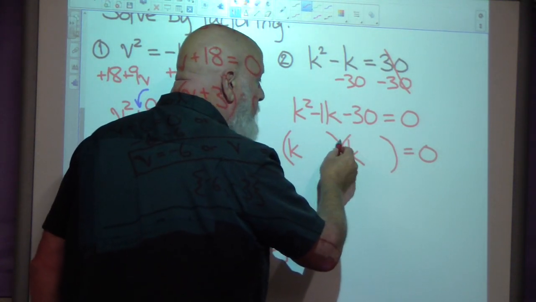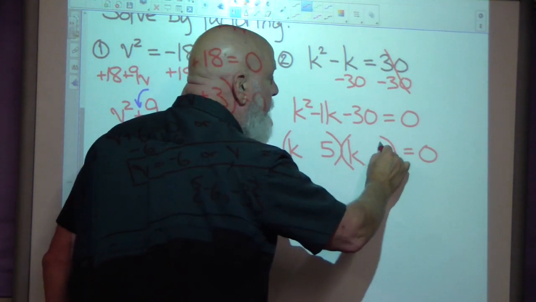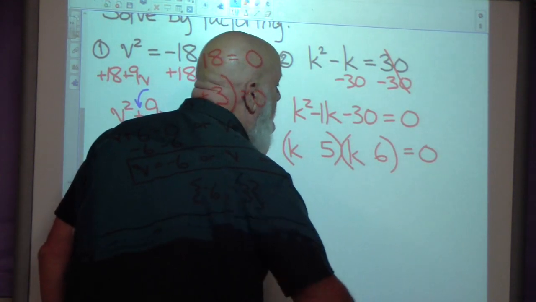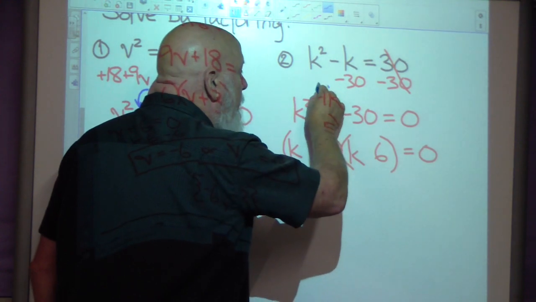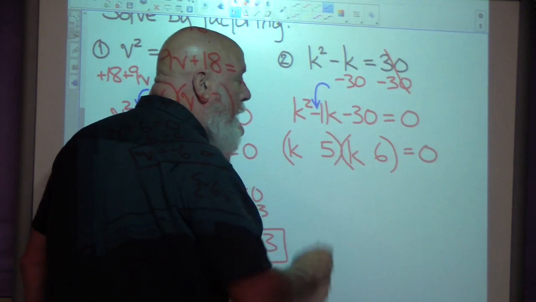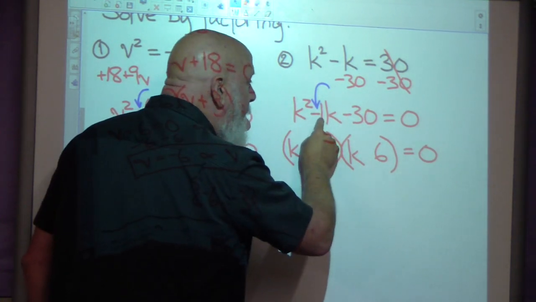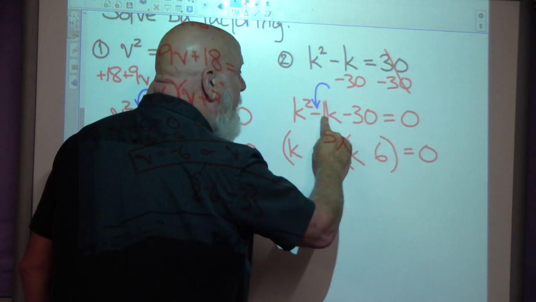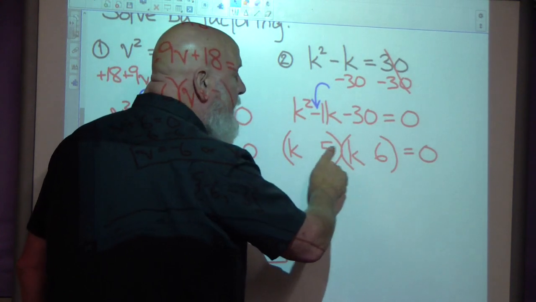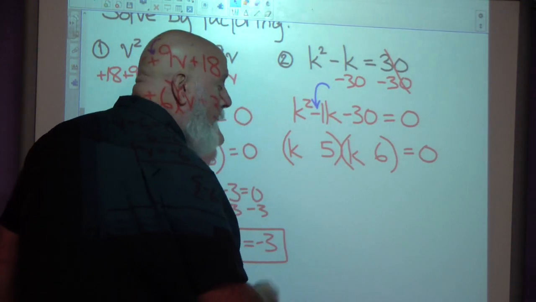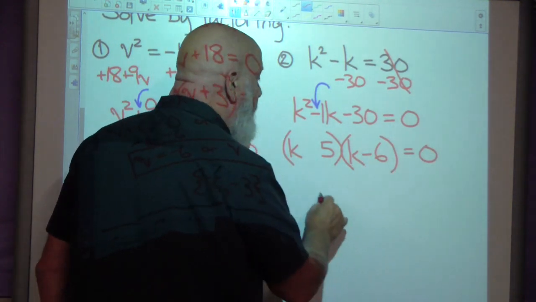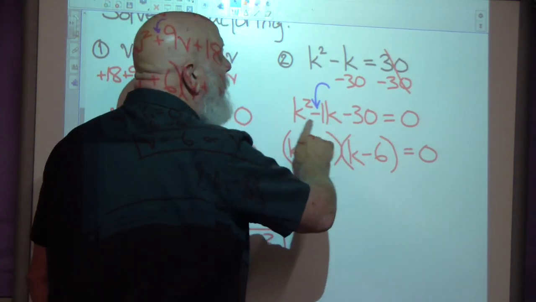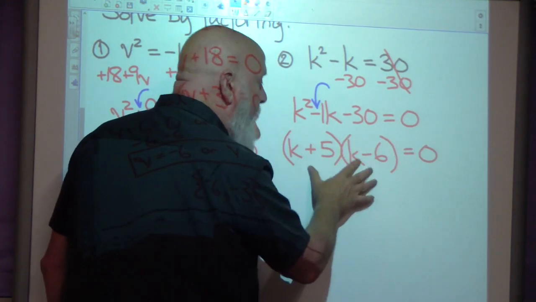So I'm going to use 5 and 6, and it doesn't matter where I put them. I could put the 6 here and the 5 here. What does matter is that they have got to add together to give me negative 1. That's an implied negative 1 right there. That minus k means negative 1k. So I want these two to add up to negative 1, and the only way that can happen is if the 6 is negative and the 5 is positive. Now I've got my quadratic trinomial that's set equal to 0 factored.